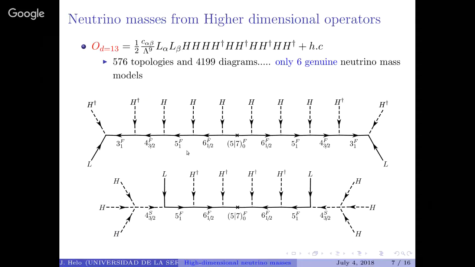For the diagram at the top, one can exchange the Higgs with the Higgs dagger, replacing the quadruplet fermion with hypercharge 3/2 by a quadruplet fermion with hypercharge 1/2. Changing one or both of these quadruplet fermions, we get the 6 possible models. Let us note that for dimension 9 and dimension 13, there are genuine models with Majorana fermions in the middle of the diagram, which will lead to very interesting phenomenology, which we will analyze in future papers.